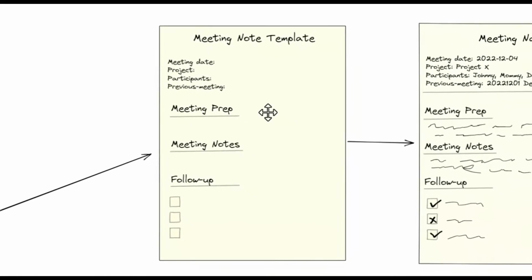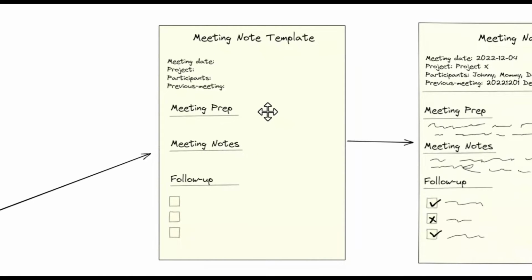So meeting note templates. This is what we're talking about. Through a template, it's a structure, a blueprint for you to fill in. You start with the meeting date, project, participants, previous meeting. You fill this in before the meeting starts, and then you have your meeting prep. So this would be, I need to read through a specific document, or I need to talk to this person, follow up to get information that's going to be valuable for the upcoming meeting. And then the meeting notes and follow-up. This is for during and after the meeting.